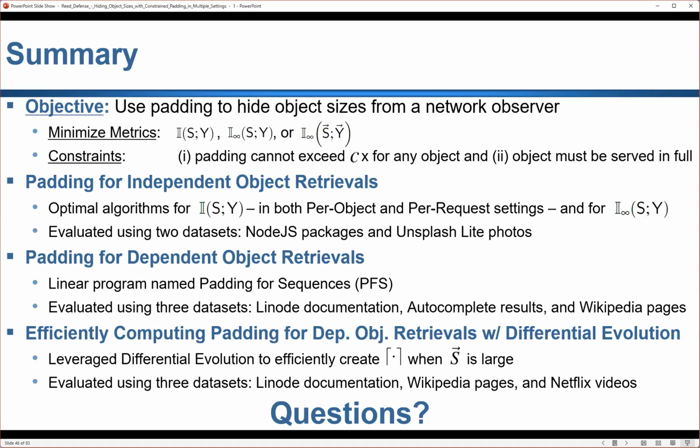So in conclusion, we presented solutions to produce padding schemes for an object store that wants to thwart an adversary. We considered a variety of metrics here: mutual information, I infinity, all the while ensuring that objects are not padded larger than a factor of C. We considered the independent object retrieval setting, the dependent object retrieval setting, and then also produced a solution for the dependent object retrieval setting that is more efficient.